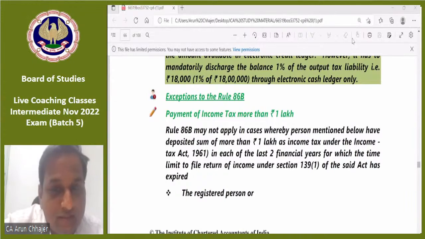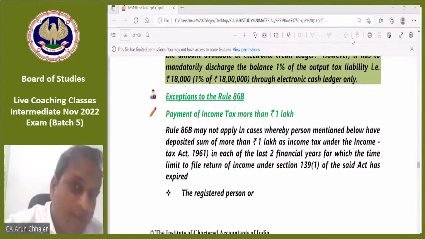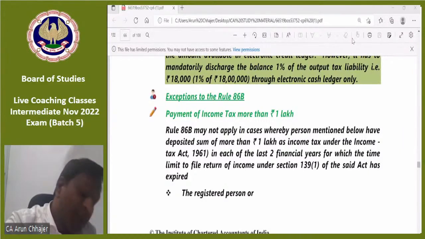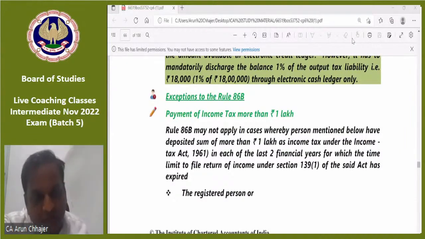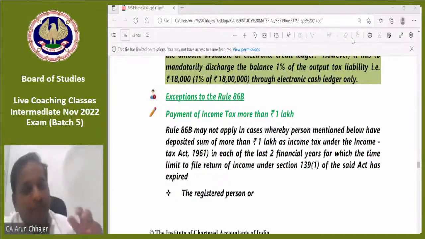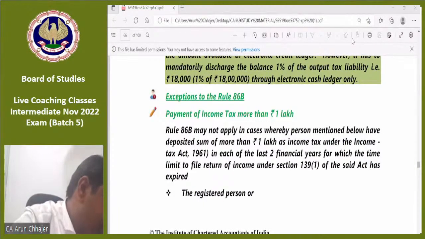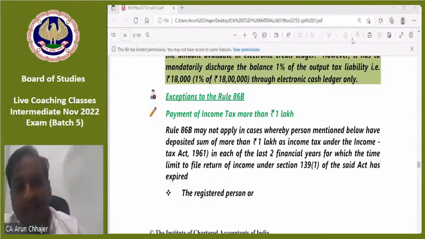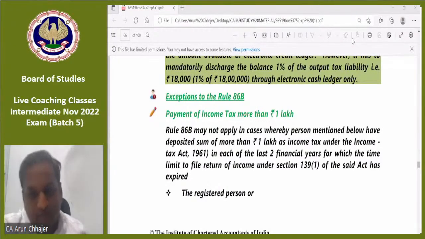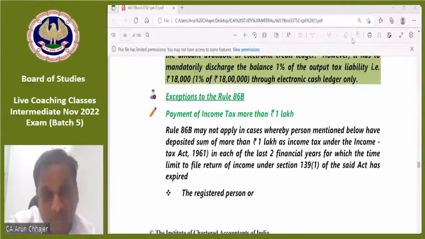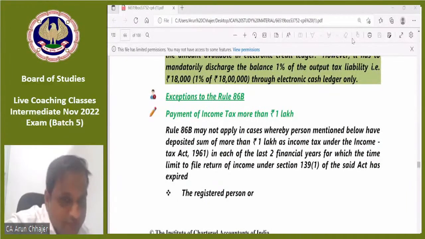Cash, only cash. Income tax paid by TDS. The TDS and TCS also, so tax liability can be discharged by TDS or TCS or by cash. That is okay. In my view, TDS and TCS would also be considered. Yes sir, absolutely correct.